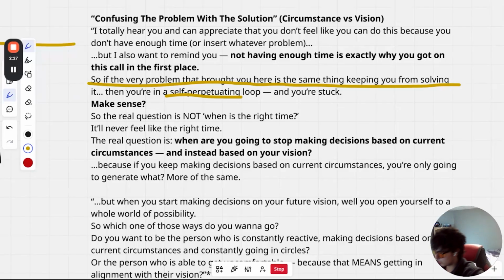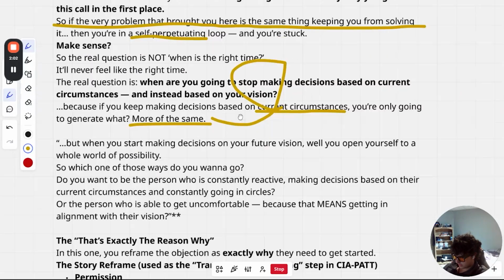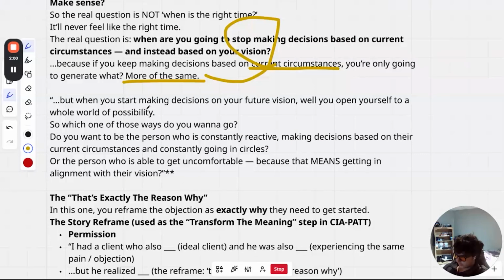Makes sense? So the real question is not when is it the right time. It never feels like the right time. The real question is, when are you going to start making decisions based on your vision instead of based on your current circumstance? Because if you only keep making decisions based on your current circumstance, you're only going to generate more of the same, which is a loop, going back and forth. But when you start making decisions based on your future vision, you open yourself to a world full of possibility.